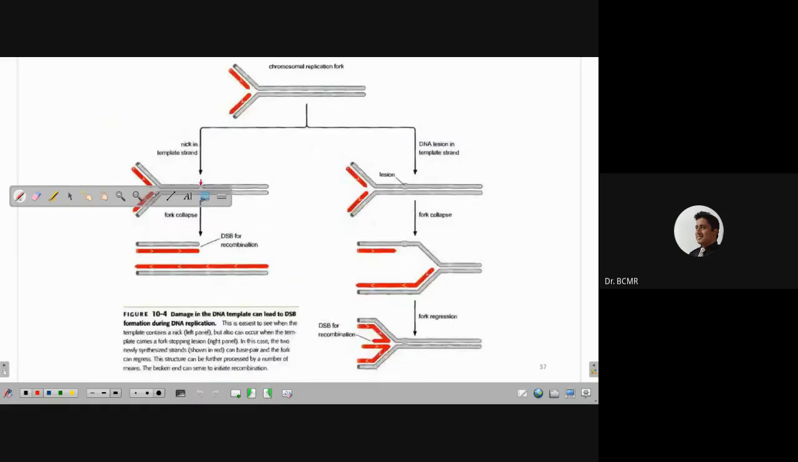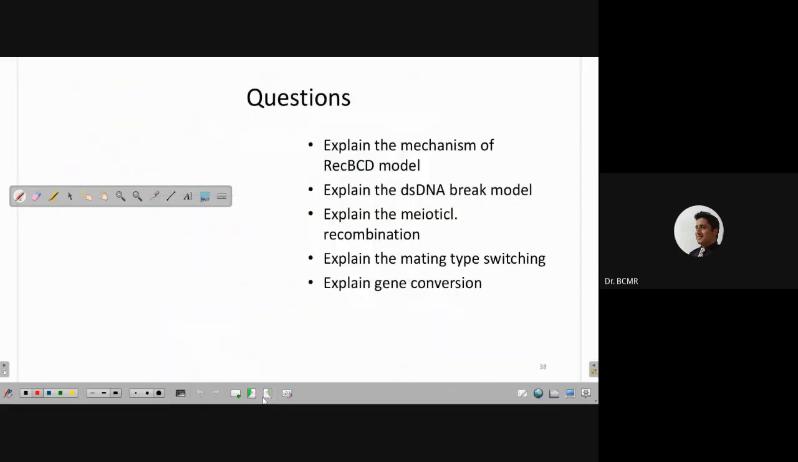Okay, I will not take this. This is not included in your syllabus, or you'll need to visualize it better, but it's all right, you can skip that. So that brings us to the end of our chapter on homologous recombination. Typically, the questions will look something like these. These are exactly what I have discussed: double strand break model, RecBCD model, meiotic recombination, mating type switching in Saccharomyces cerevisiae, and also gene conversion. Okay, that brings us to the end of this class today.